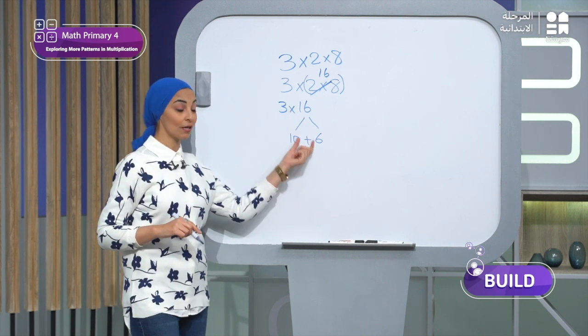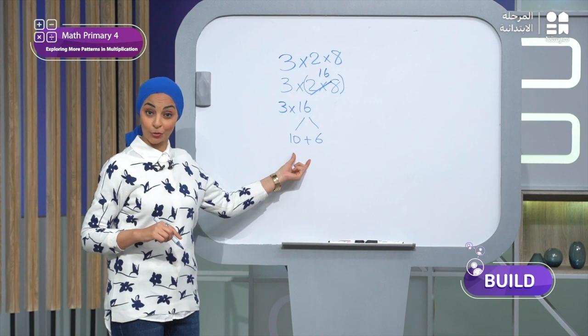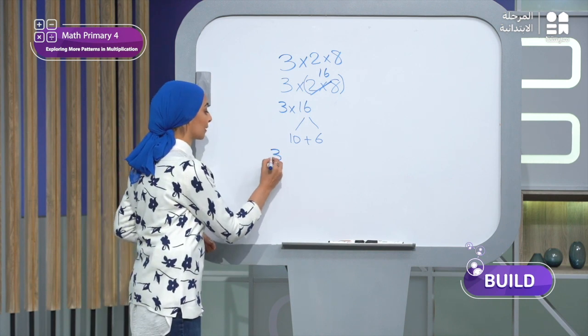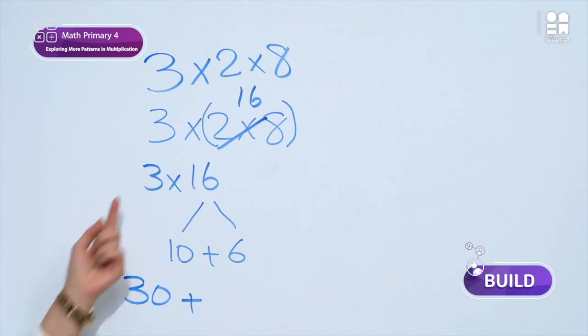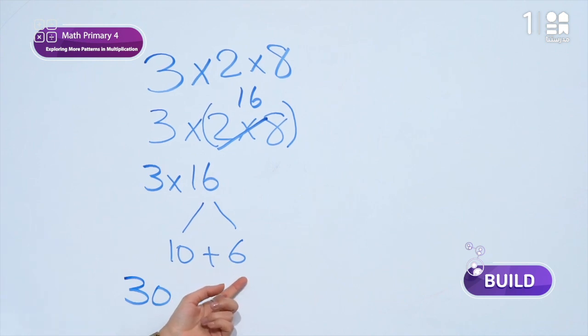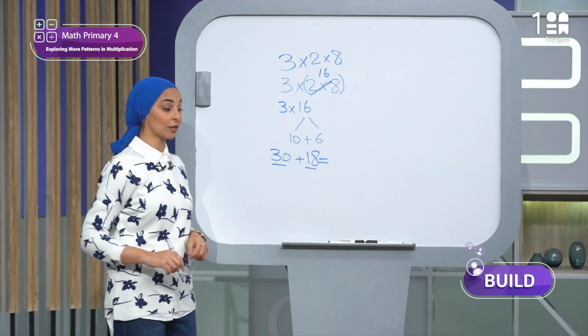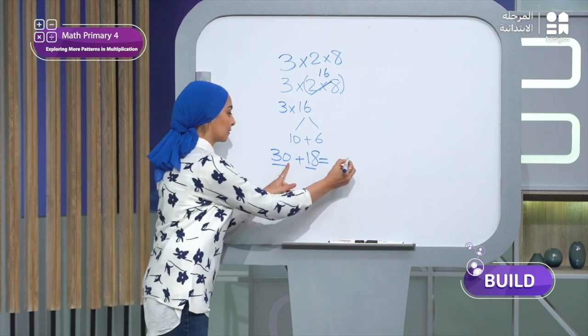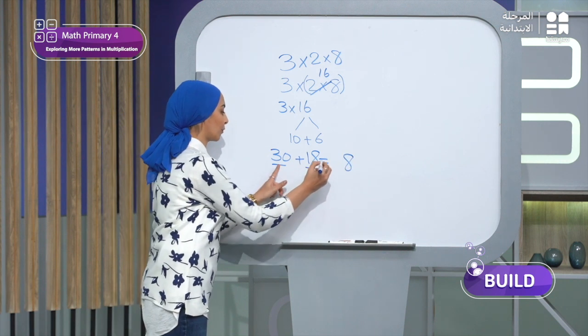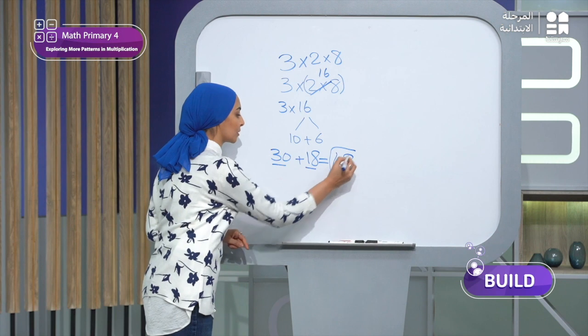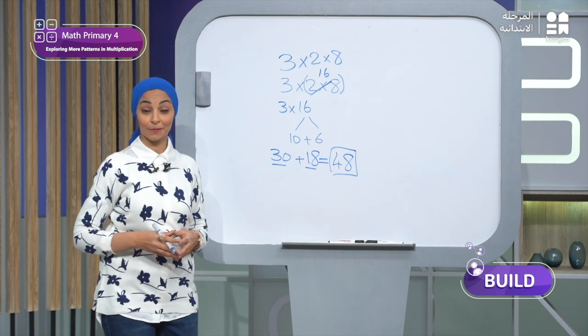تعالوا نعملها كده. 3 times 10 equals what? 3 times 10 equals 30. Excellent. Plus 3 times 6 equals what? 3 times 6 equals 18. طيب يبقى 30 plus 18. 30 plus 18 equals what? Yes, 8 in the ones and 4 in the tens. So the answer is 48.